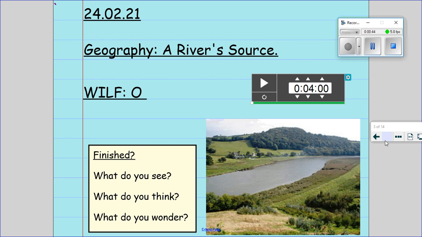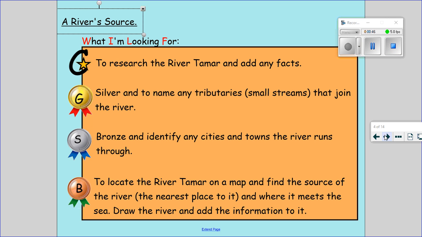Okay, so today, your tasks. Bronze, you are going to be locating the River Tamar on a map, and you might have a map at home, but if you don't, that's okay because I'm going to teach you how to use Google Maps today to find it. And I'd like you to find the source of the river, and that's quite tricky, so looking for the nearest place to it, and then where it meets the sea. And I'd like you to draw the river and add the information onto it.